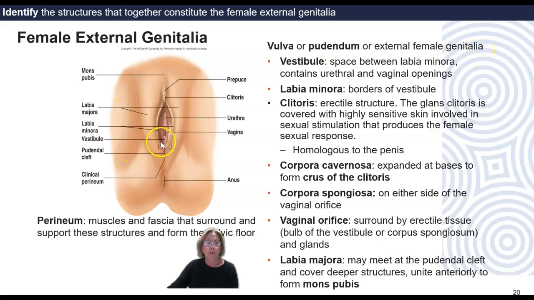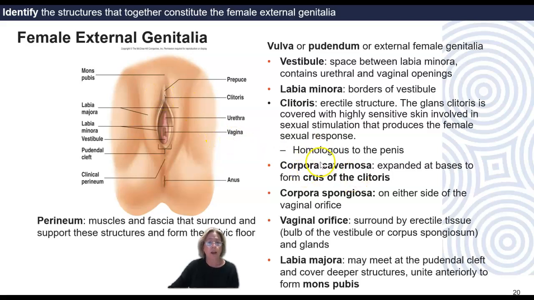We have here the vestibule. The vestibule is the space between the labia minora, and it contains the urethral and the vaginal openings. We also have the clitoris. The clitoris is the erectile structure in the female. The glans clitoris itself is covered with highly sensitive skin that's involved in sexual stimulation that produces the female sexual response. So the clitoris is very homologous to the penis in the male.